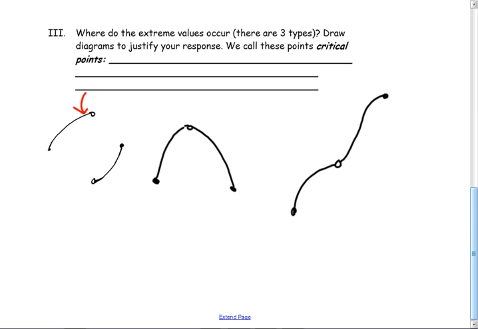I don't think so. Okay, what about that? Do we have a max and min? Yeah. Here's your minimum. Here's your max.